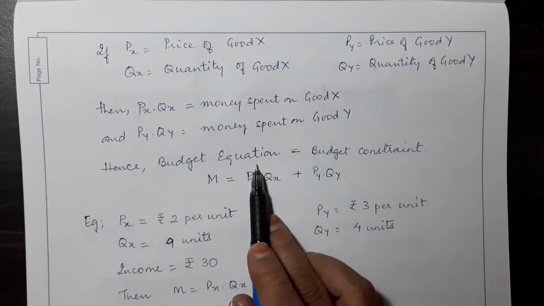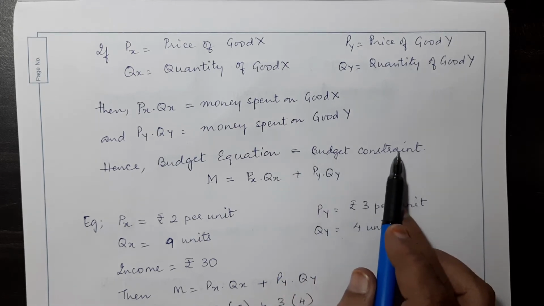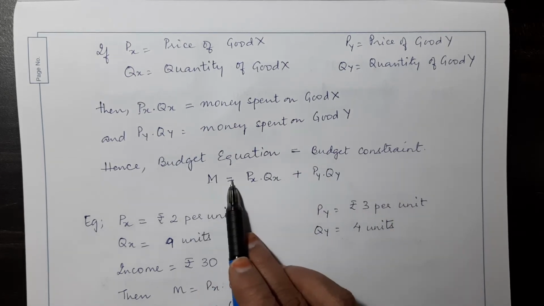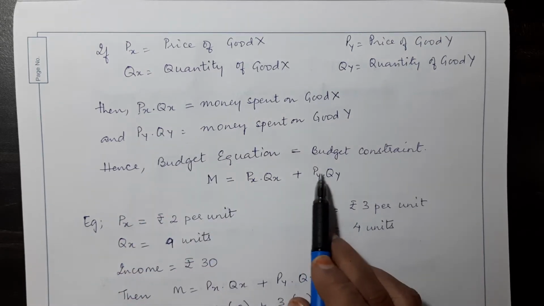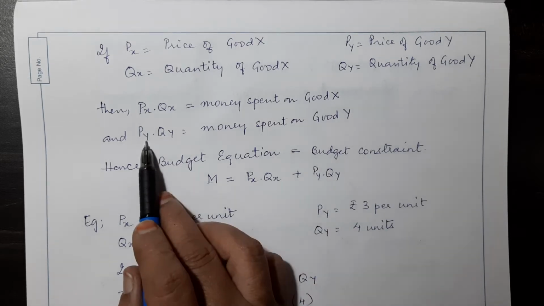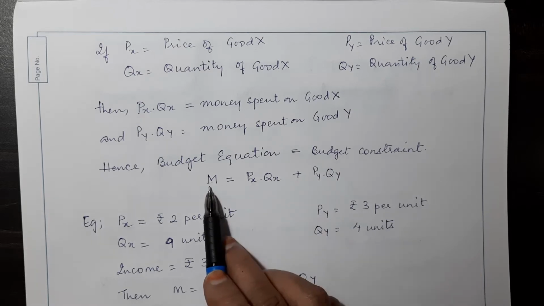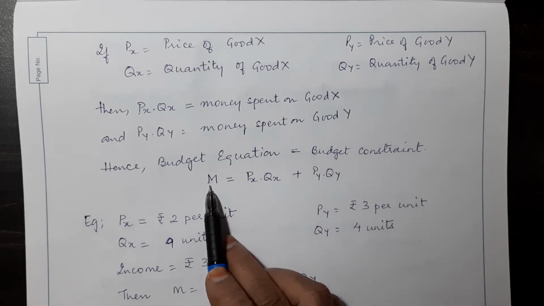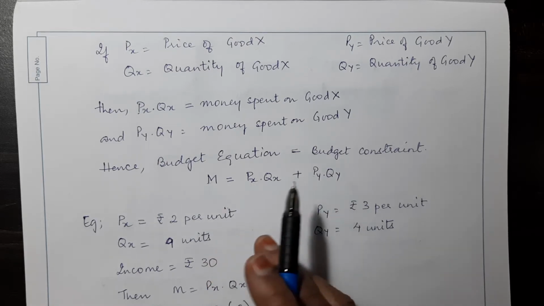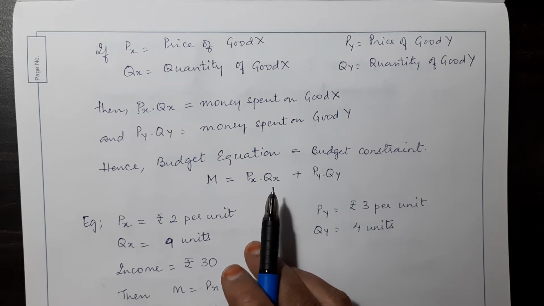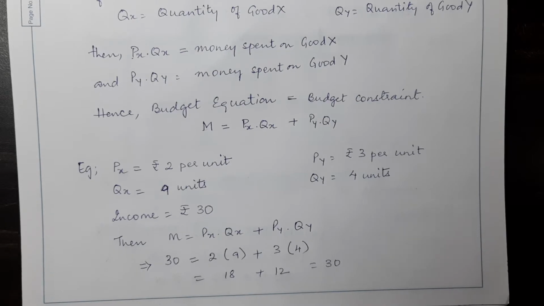Hence, the budget equation, otherwise called the budget constraint, will be given by M is equal to Px into Qx plus Py into Qy. So the sum of these two goods and their prices gives us the budget. Budget is represented by M over here. Some books use B or some books even use Y, which represents income. Alright, so let us understand this better with the help of an example.